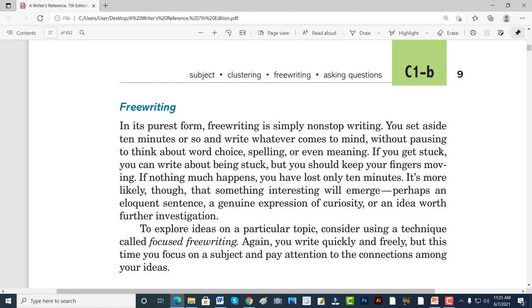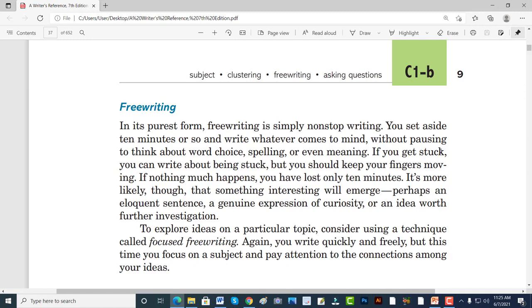No need to think about words, diction, ideas, nothing. Write without pausing to think about word choice, spelling, or even meaning. For example, you want to write cat, but you have written pet. Doesn't matter. Just write. If you get stuck and feel you cannot write, you should not stop. You can write about being stuck, but you should keep your fingers moving. Just continue writing. If nothing much happens, you have lost only 10 minutes.